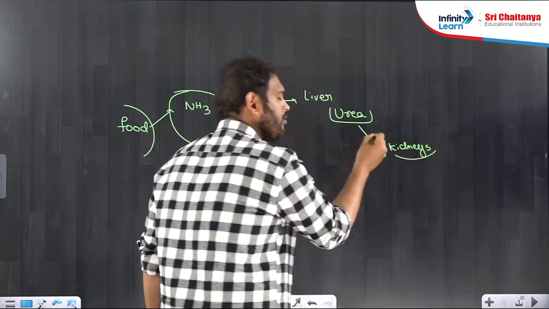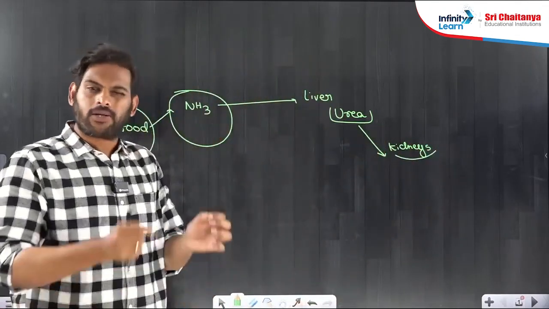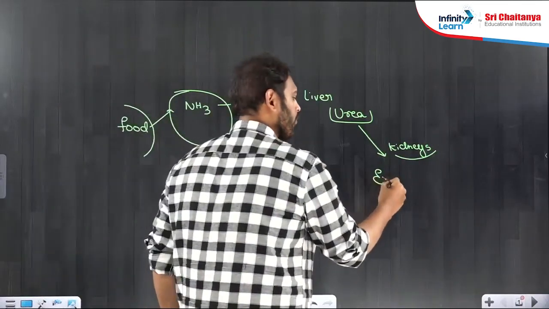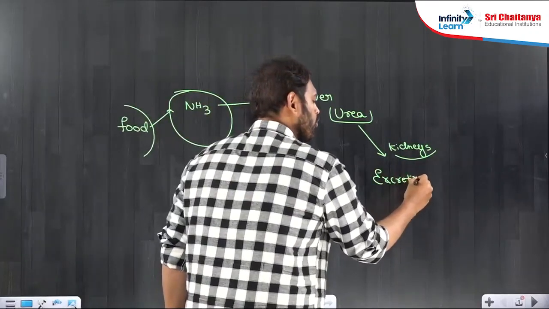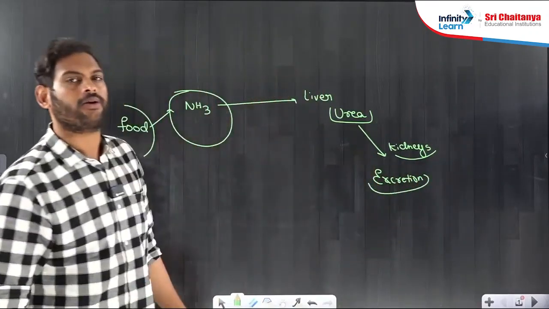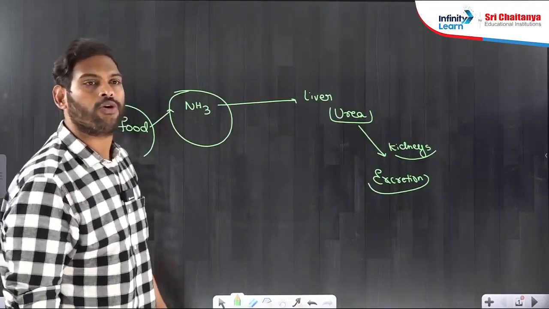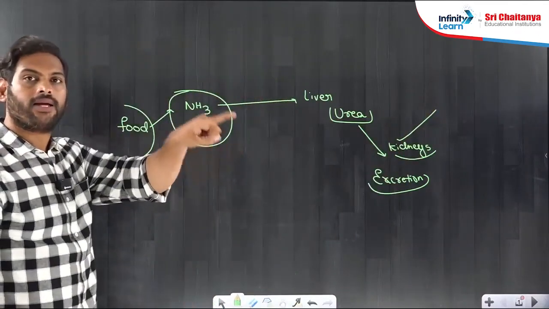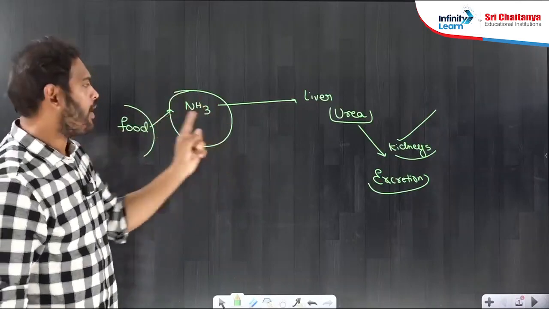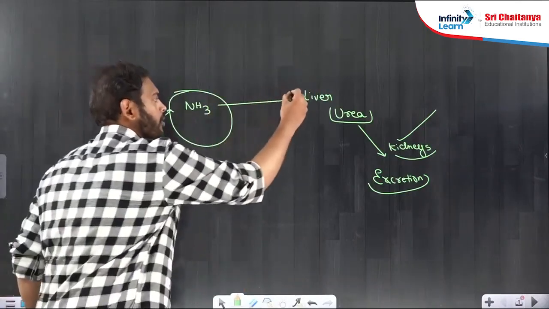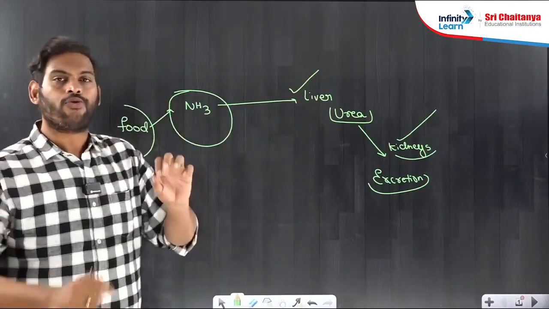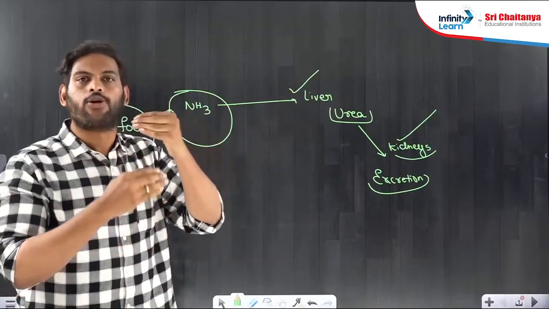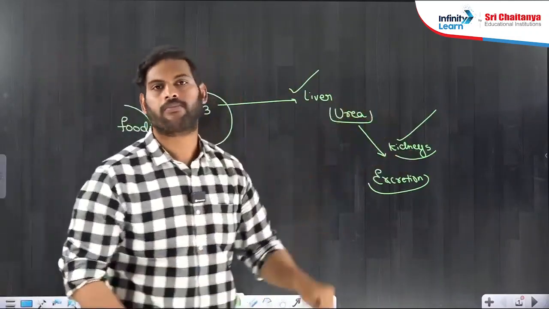and kidneys will successfully mix urea with some amount of water and excrete it outside. Now a question for you, which organ is responsible for excretion of urea? Kidneys. Which organ is responsible for conversion of ammonia into urea? Liver. Guys, formation of urea is done by the liver, whereas elimination of urea is done by the kidneys.